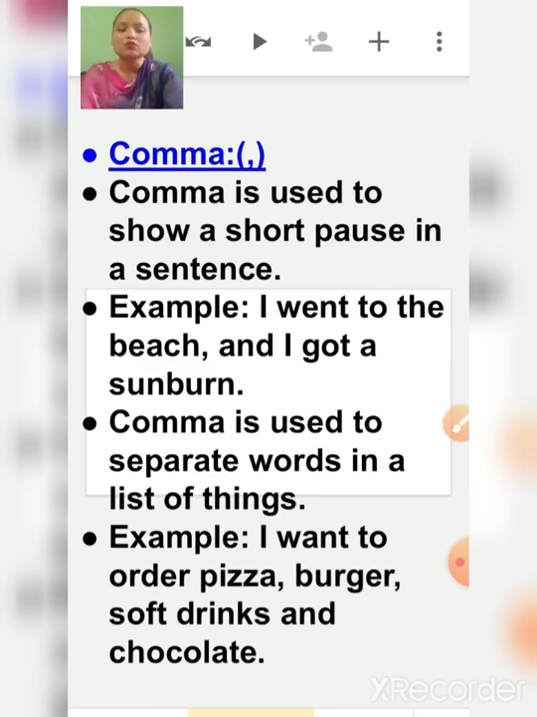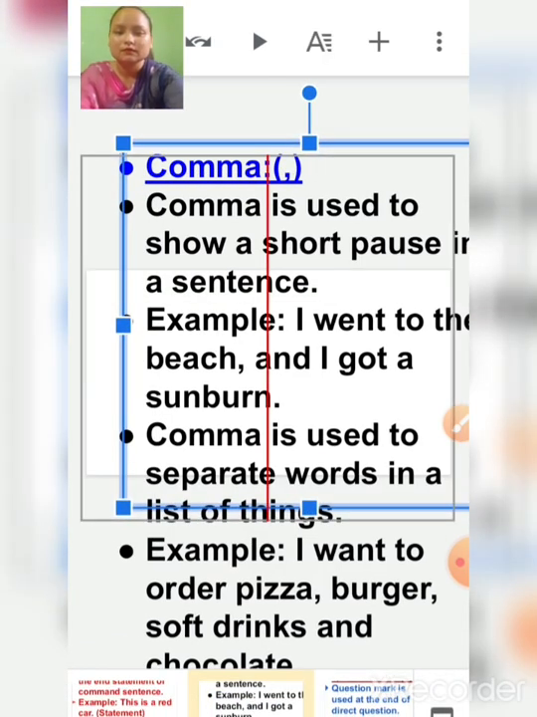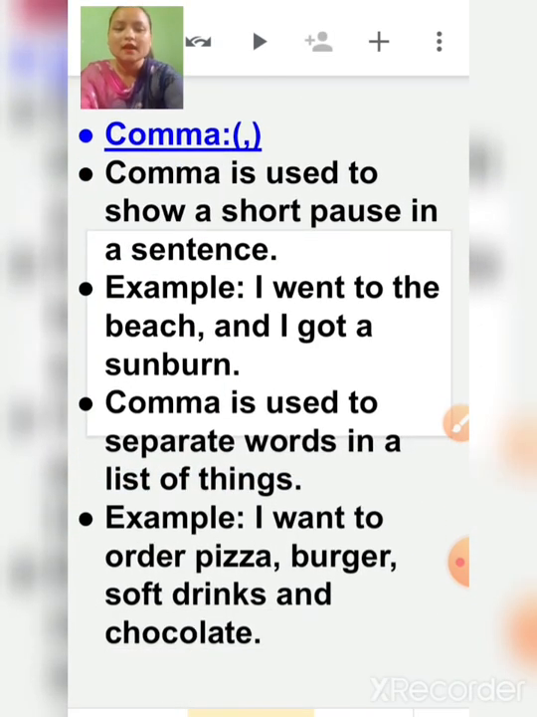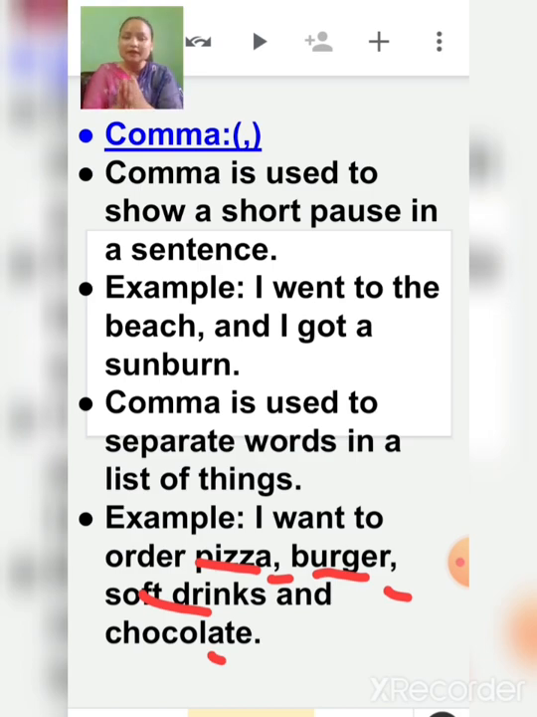Example, I want to order pizza, burger, soft drinks and chocolate. So here the list of things is there, a list of food items: pizza, burger, soft drink and chocolate. So what have I used here? Comma. To separate the words. So what have we used here? Comma to separate words in a list of things. So, I want to order pizza, burger, soft drinks and chocolate.